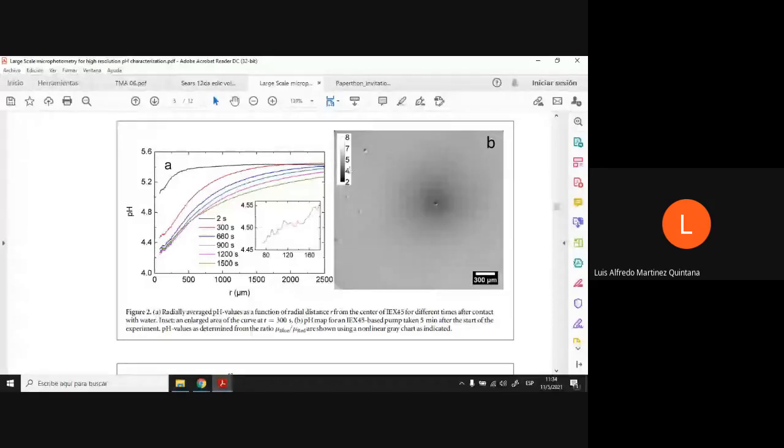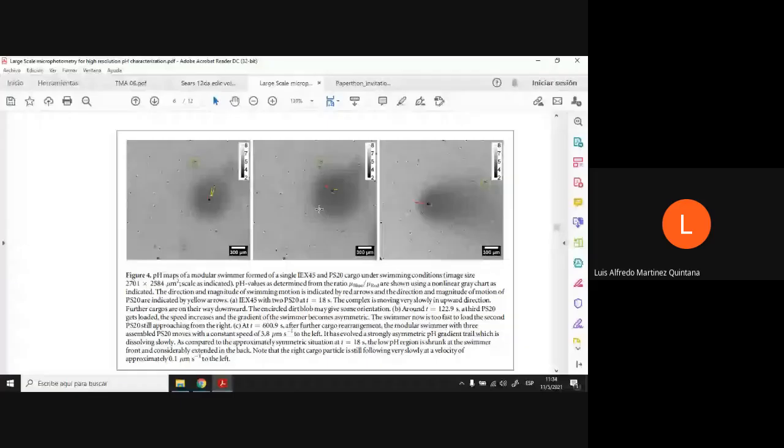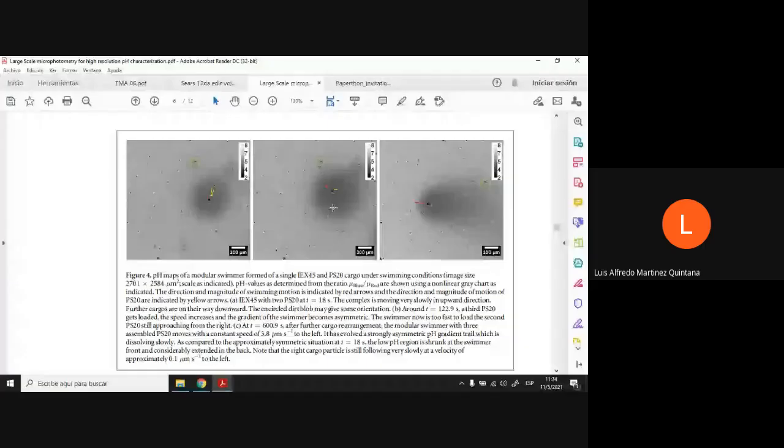In these figures, the same experiment is in that plot made with microfluidic model. And you can see the variation of pH gradient together with the motion indicated by red arrow vector.